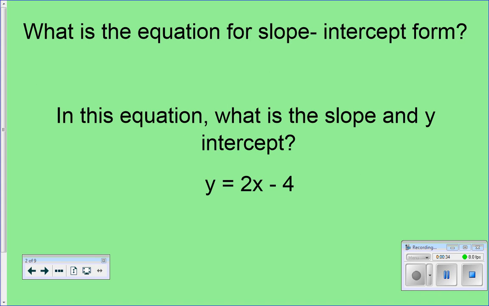What is slope-intercept form? What is the equation for slope-intercept form? Right, y = mx + b, m is the slope, and b is usually the y-intercept. So I ask you, what's my y-intercept? -4. And what's my slope? 2/1.